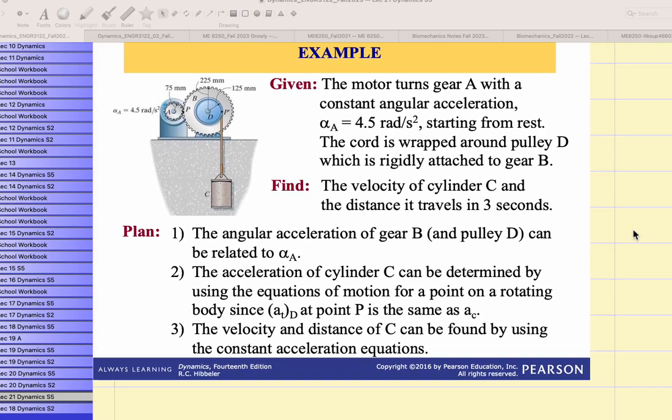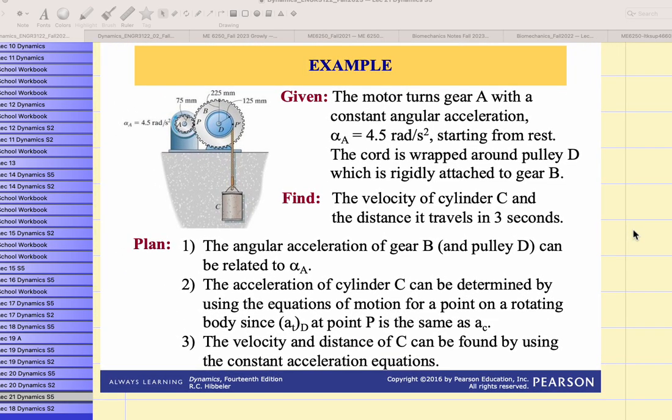In this question, the motor turns gear A. So gear A is turning with a constant angular acceleration. If you write this down, this is constant angular acceleration, and the next thing you have to note is that it starts from rest. So the initial angular velocity is 0.